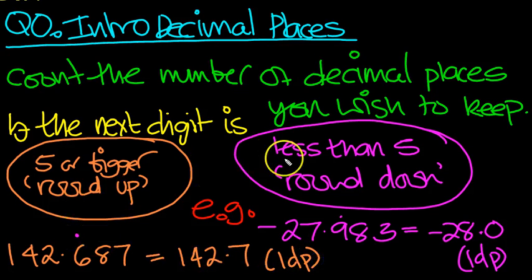So I hope you got the idea. Best explained by examples. These are the general rules that you follow when you're working at decimal places.